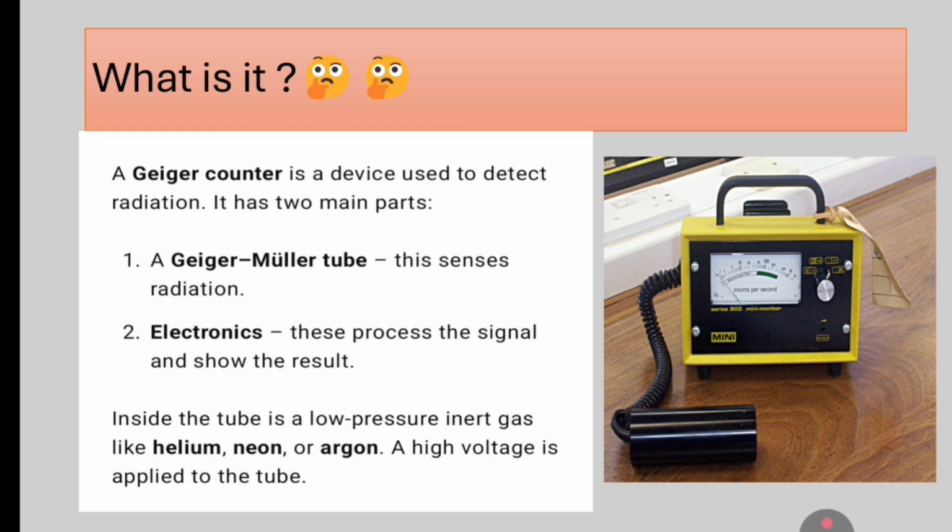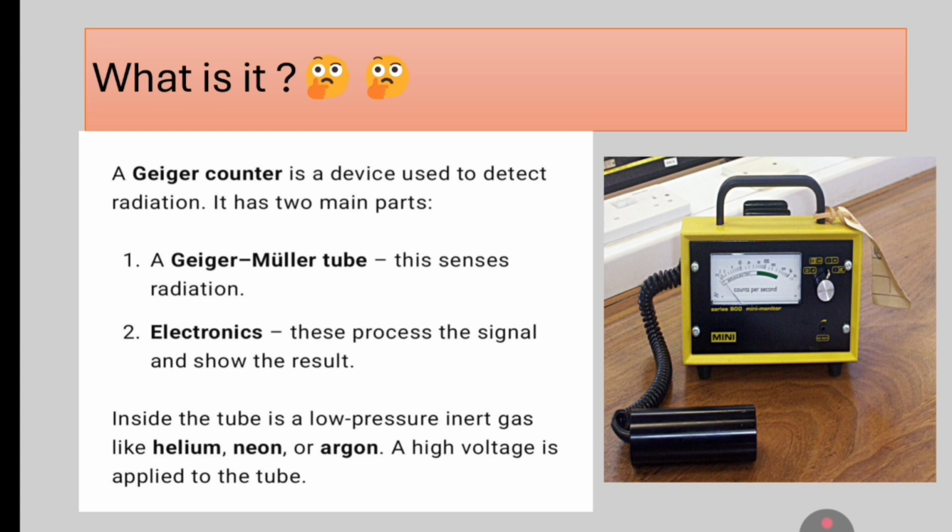As we know, a GM counter is also called a Geiger counter. A Geiger counter is a device used to detect radiation. It means this is a device which detects radiation. A GM counter has a tube which senses the radiation, and electronics which process the signal and show the results.